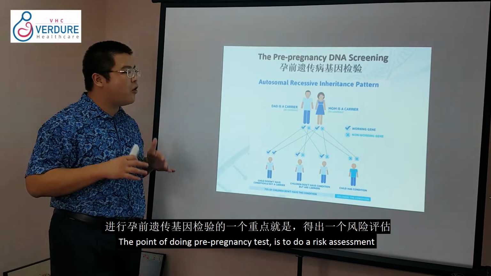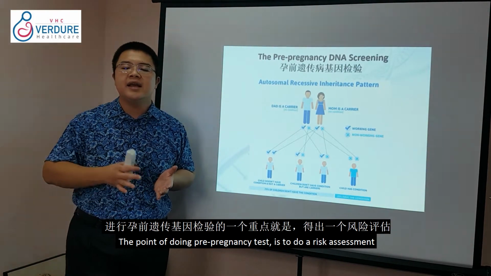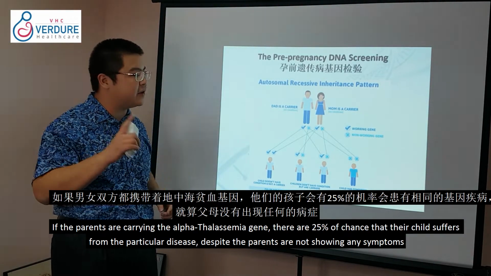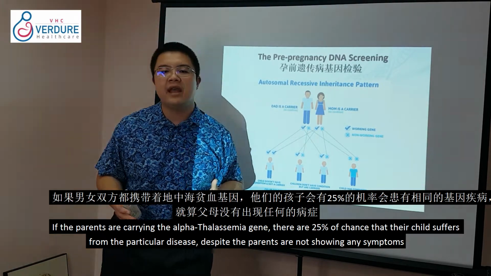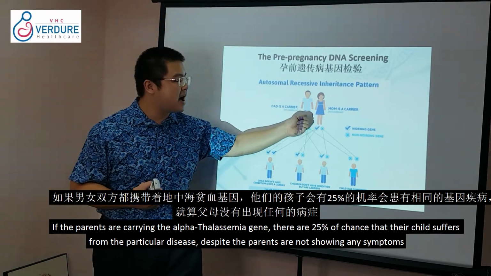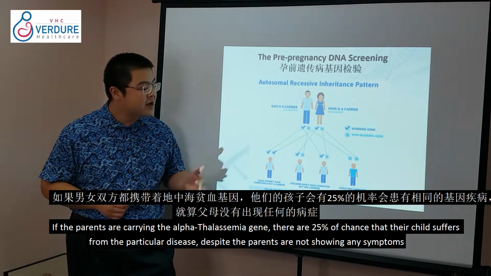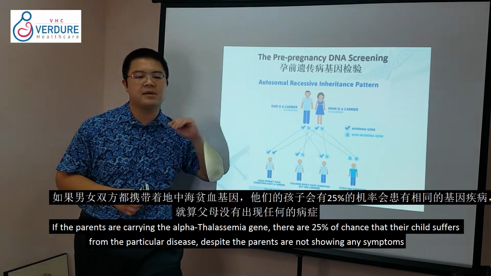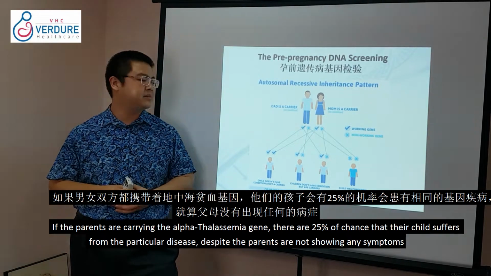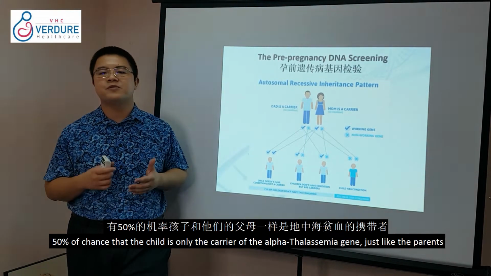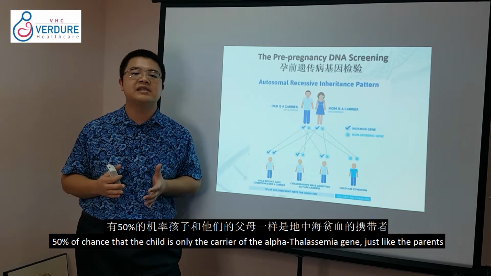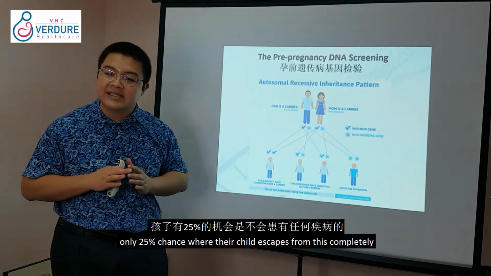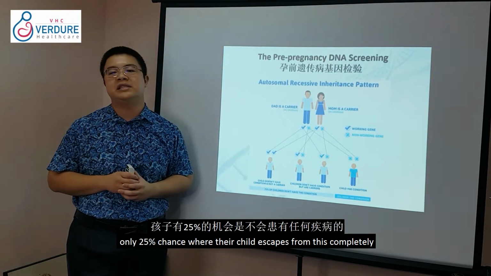The point of doing the pre-pregnancy DNA screening is to do a risk assessment. Let me give you an example. If daddy is carrying alpha thalassemia genes and mom is also carrying alpha thalassemia genes, there will be a 25% chance of this baby getting alpha thalassemia despite the parents not showing any such symptoms. There will be a 50% chance where the child will be carrying the alpha thalassemia gene just like their parents, and only a 25% chance this baby would escape completely without any alpha thalassemia genes.